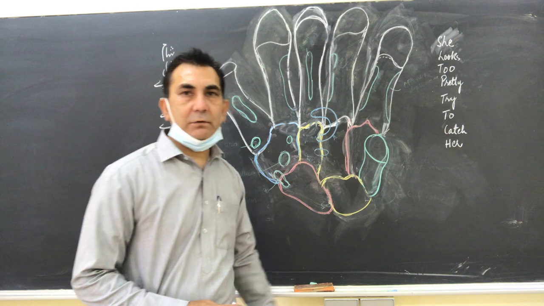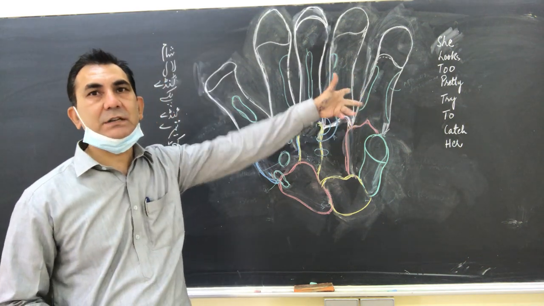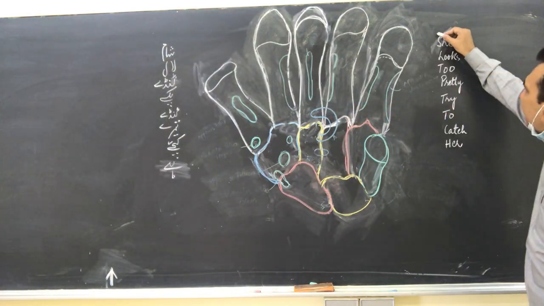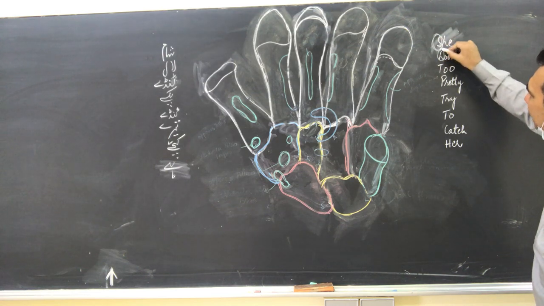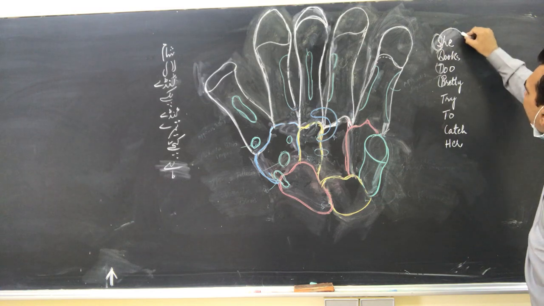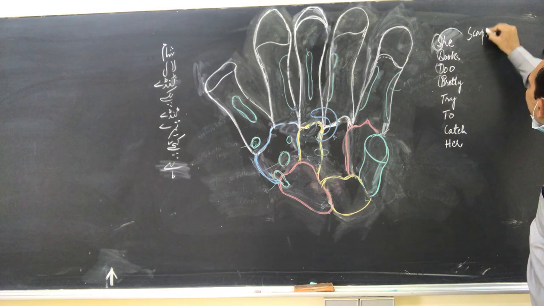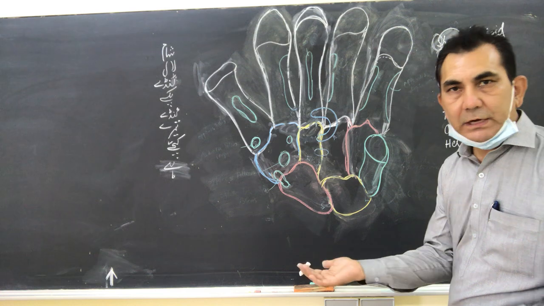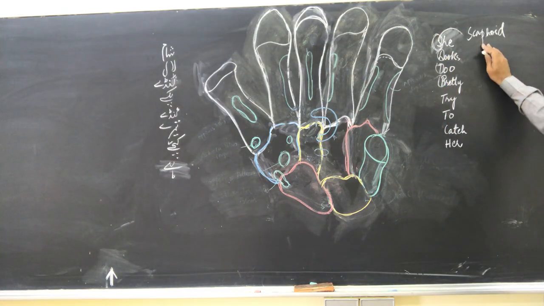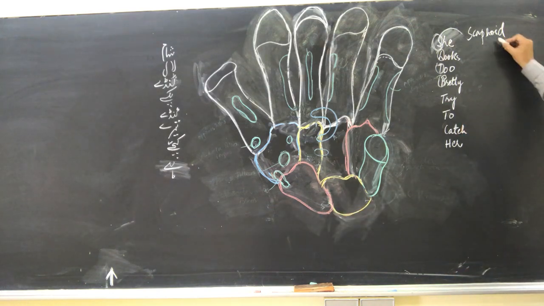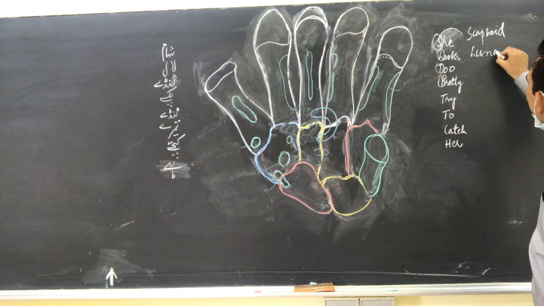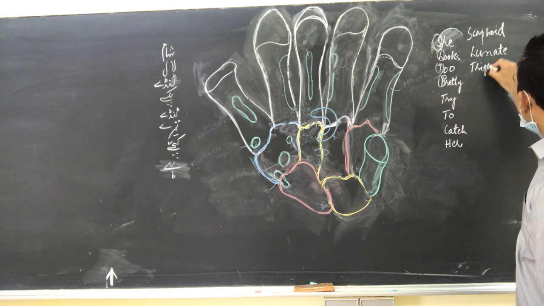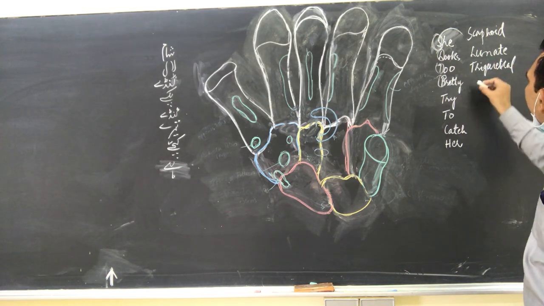What are the names of the carpal bones located inside this mnemonic sentence? She looks too pretty: S, L, T and P. S is for scaphoid. From the lateral side we go to the medial side. The first row, the proximal row: scaphoid, and L for lunate, T for triquetrum, and P for pisiform.